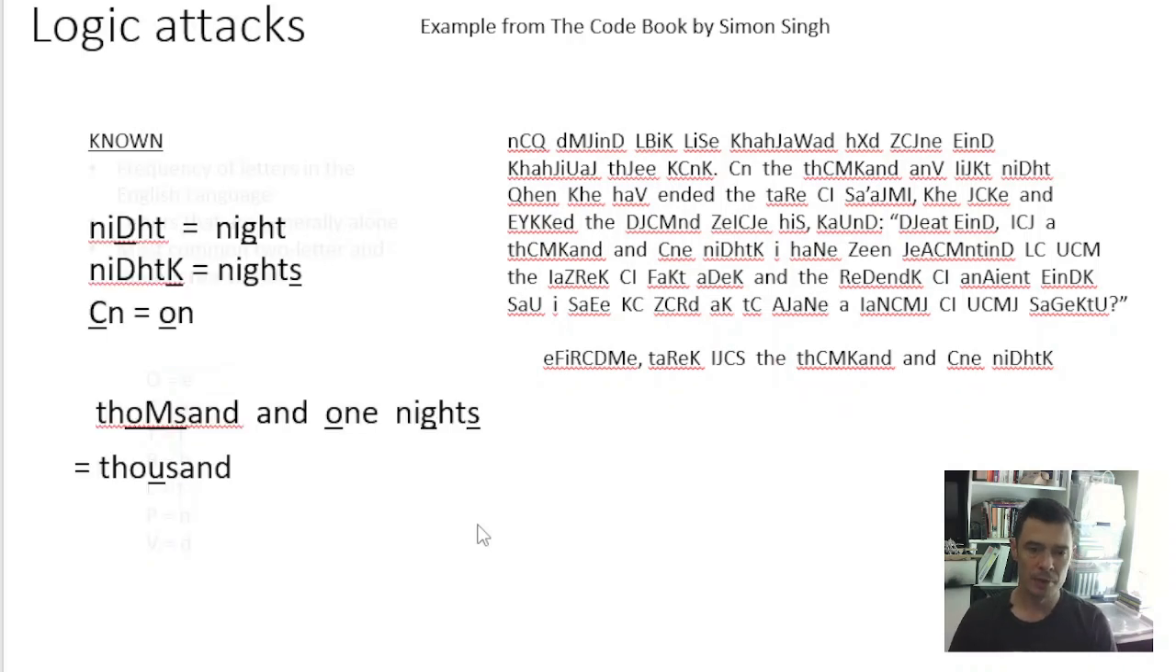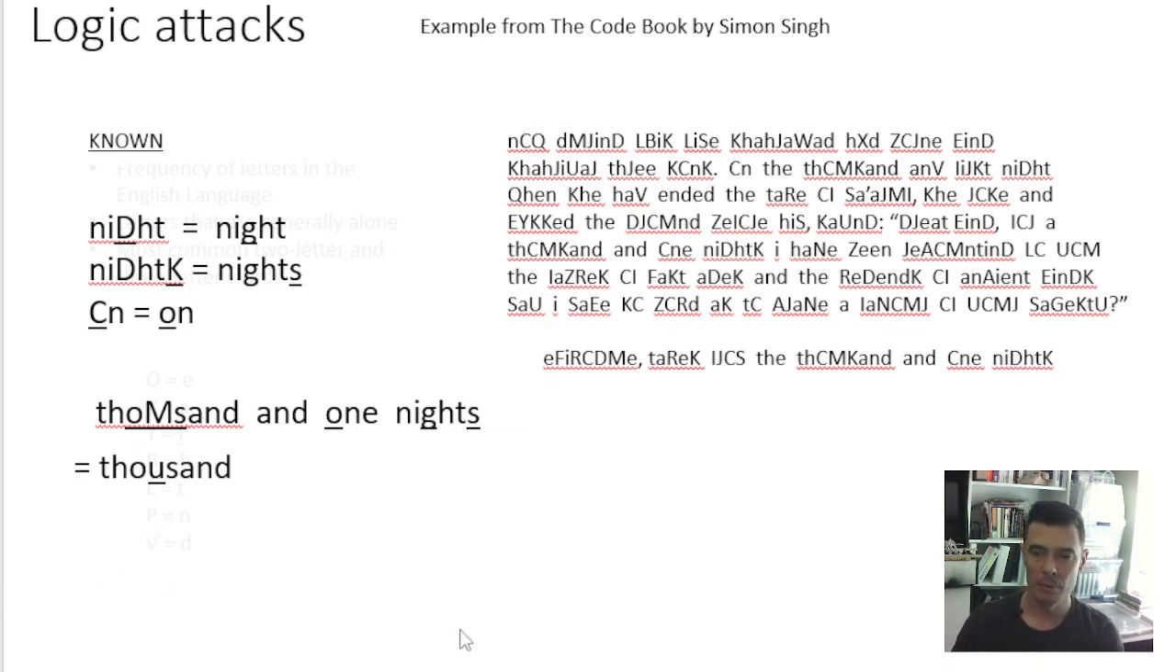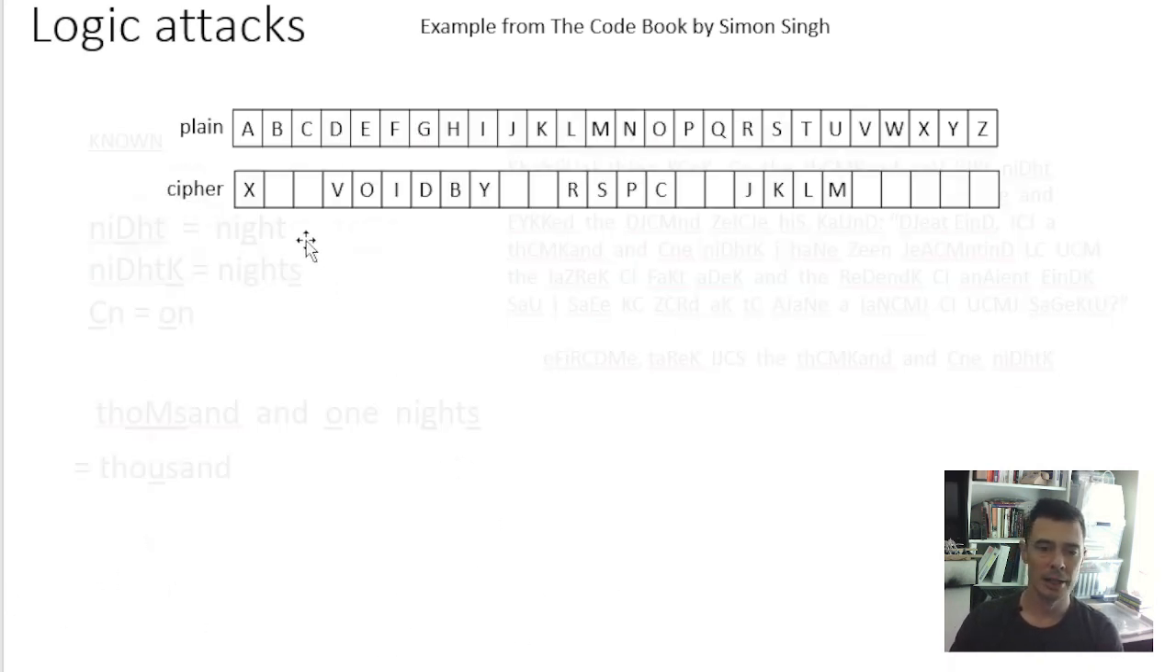And now we even have more context, so we use more context clues. This word here is probably night, then the K is probably an S. This phrase here, then, okay, this M is probably a U, and so on. And then at some point we can line up everything we know, and then again use some logic.